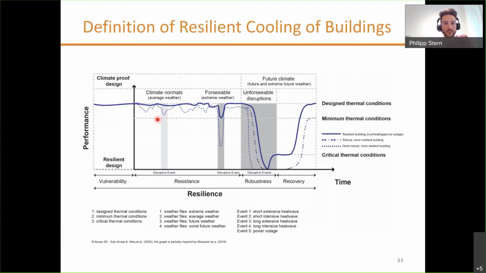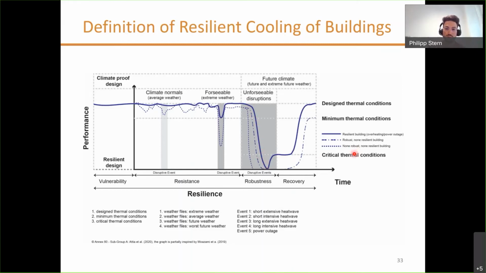So when we design a building, we usually design it for normal climates. So then we have some events, and the building is resistant to these events and bounces back. Then we have a bigger disruptive event, like a major heat wave. And then what we see here is that we enter into the robustness when the building cannot maintain stable indoor climatic conditions anymore. It overheats, and then it comes to a failure.